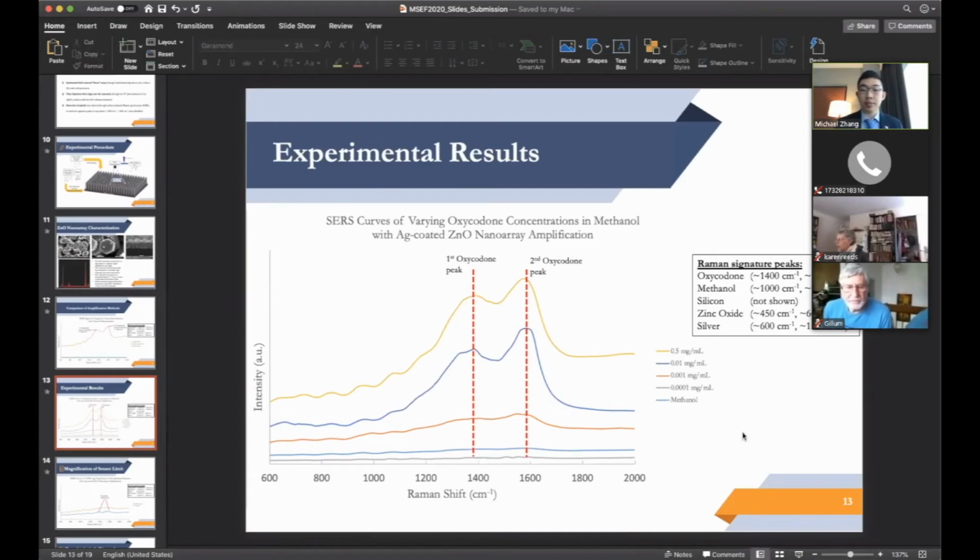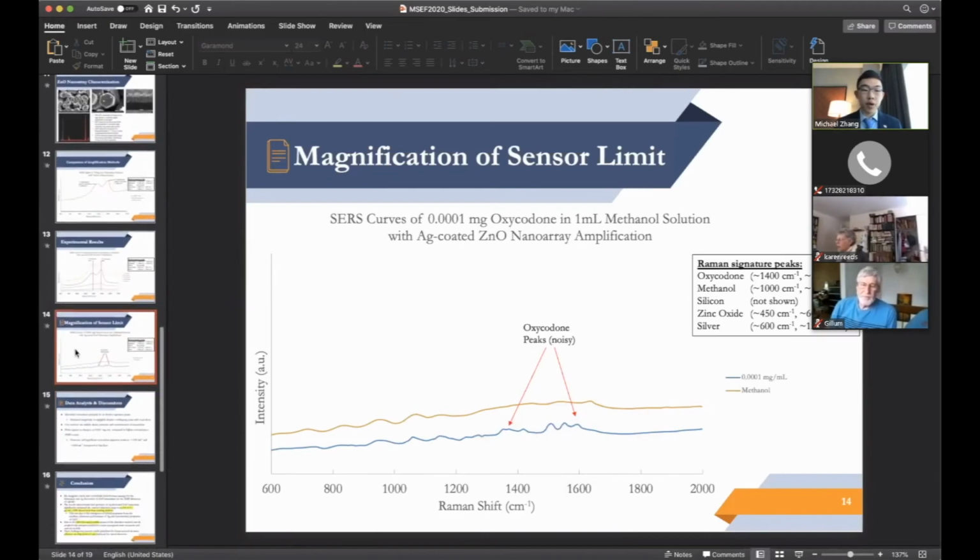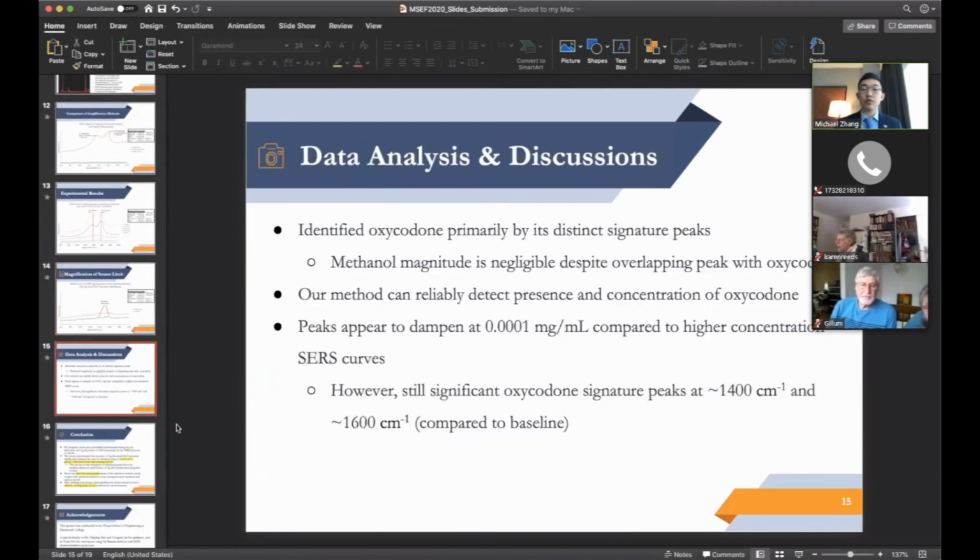Despite its seemingly flatter peak, this is only because it is smaller in contrast to the much higher magnitudes. However, here you can see there are still significant detection peaks at 1400 and 1600 compared to a baseline graph. So in conclusion, we could reliably detect the presence and concentration of oxycodone, which is only one of several types of opioids we could potentially detect. And the peaks appear to be smaller, but they are still very significant at our sensor limit.